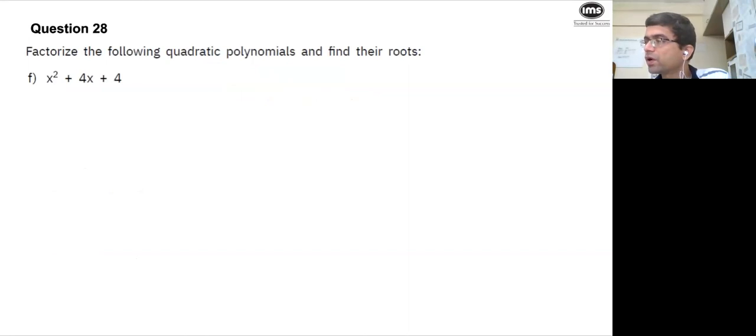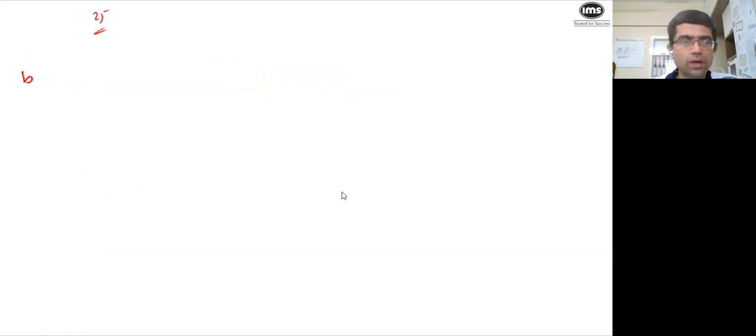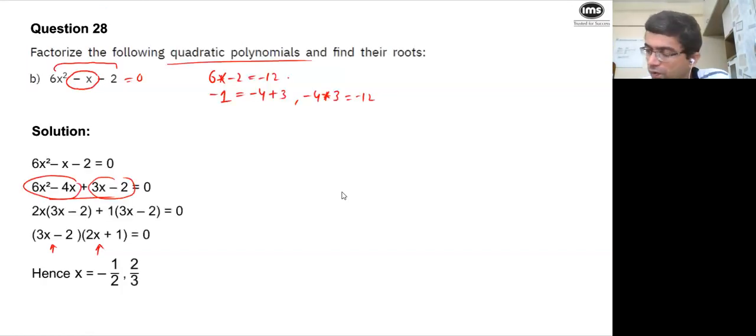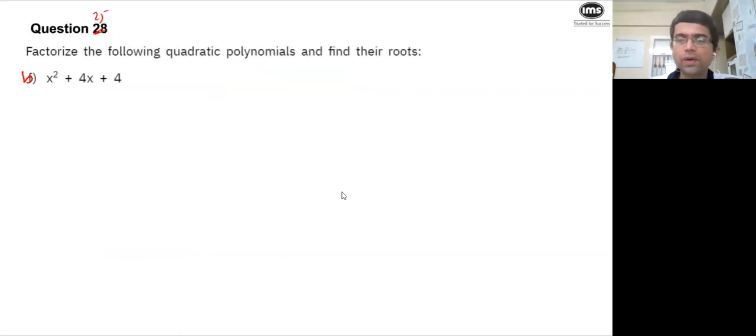Factorize the following quadratic. Again, this is 25 and this is 25b. Wait, what was the previous one called? This is A. This is not B. Can we do by the D method? That is what? Discriminant method. No need to do that.